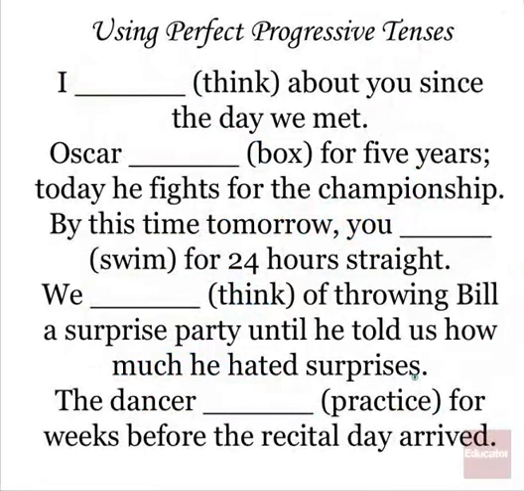All right, see if you can find the correct perfect progressive tense for each of these blanks. I, some form of think about you since the day we met. Oscar, some form of box for 5 years. Today he fights for the championship. By this time tomorrow, you, some form of swim for 24 hours straight. We, some form of think of throwing Bill a surprise party until he told us how much he hated surprises. And the dancer, some form of practice for weeks before the recital day arrived. Take a good look. Pause the video if you need to.